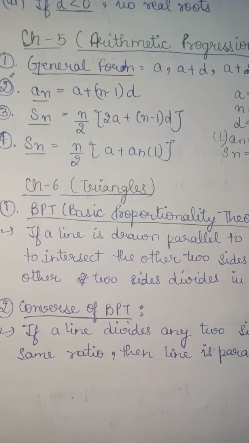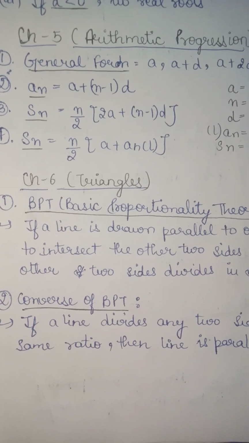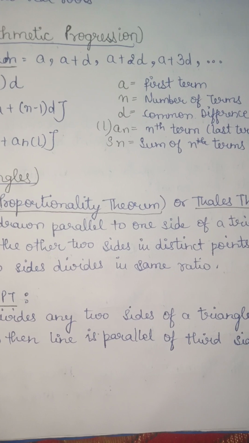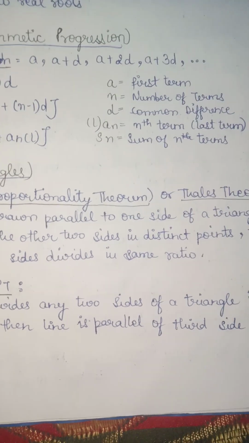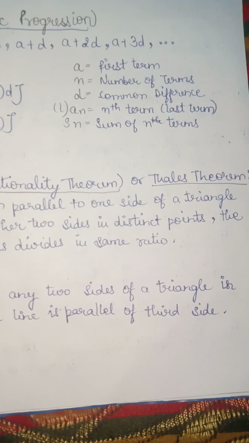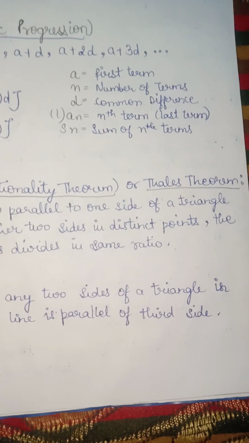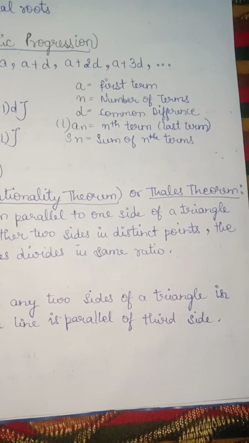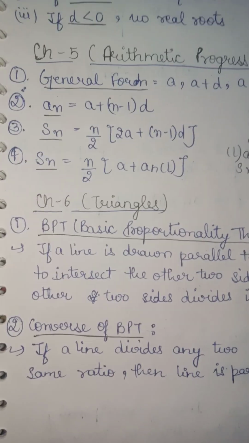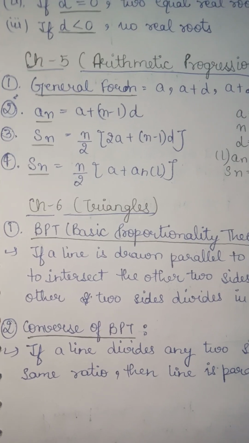N by 2 bracket 2a plus n minus 1 into d. Here a is equal to the first term, n is equal to the number of terms, d is equal to the common difference, and an is also known as L, that is the nth term or last term, and Sn is the sum of n terms. And we also have another formula for finding Sn, which is equal to n by 2.